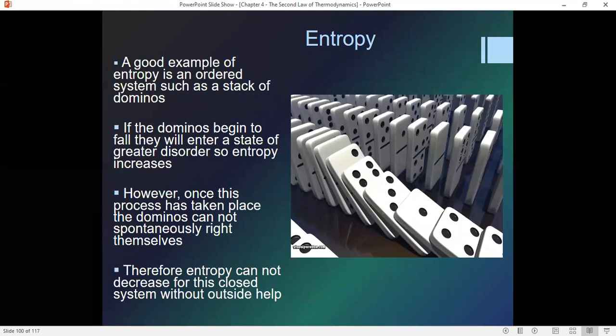So a good example of entropy in an ordered system would be a stack of dominoes. You knock one down, you get this chain reaction, they all start falling down. But again, imagine that if you put one domino up, all the other dominoes aren't going to suddenly go up again. Okay, we've gone from a state of low entropy, where they're all ordered and standing upright, to a state of high entropy.